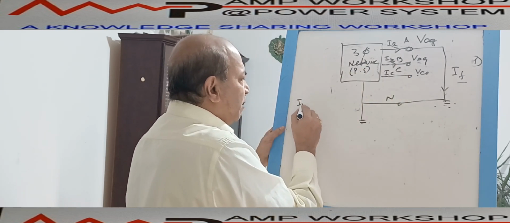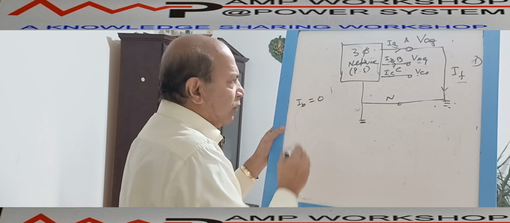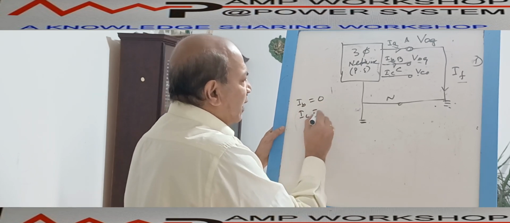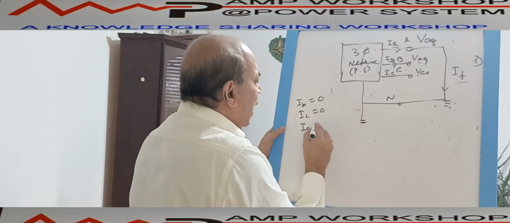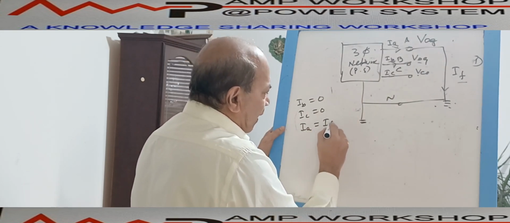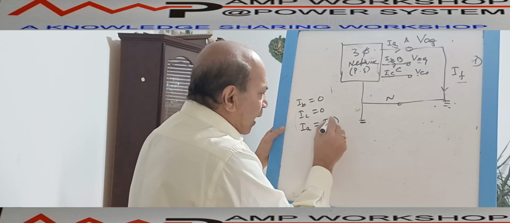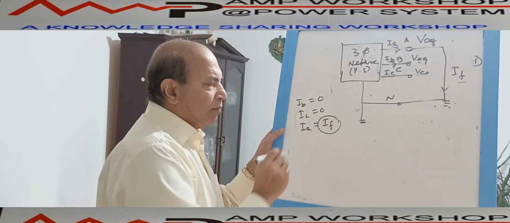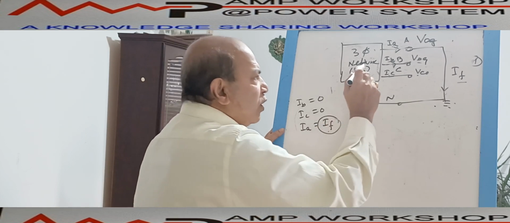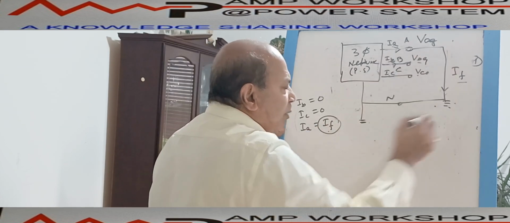Then we can consider that there is no current in the B phase. That means B phase current equals 0, and C phase current equals 0. The A phase current becomes IF. So we have to calculate this IF with respect to this phase voltage.